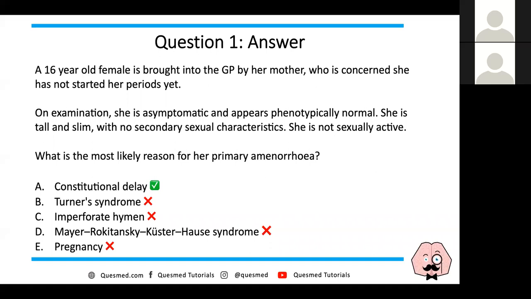Looking at the other answers there, B, Turner syndrome. Now, while Turner syndrome is a cause for delayed puberty and primary amenorrhea, it's got quite obvious phenotypical characteristics.